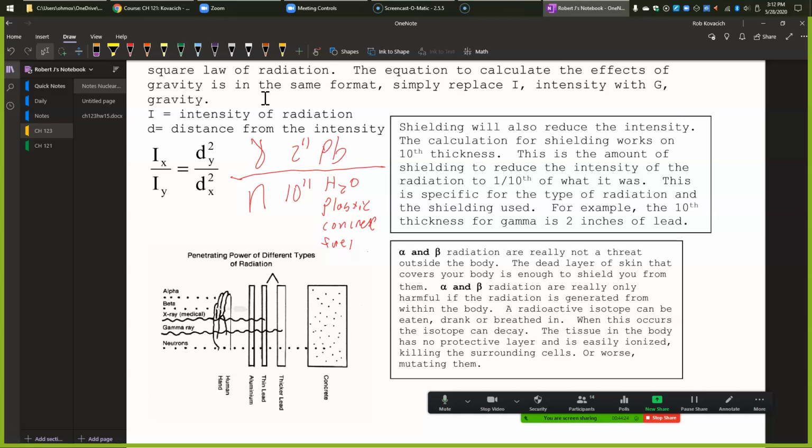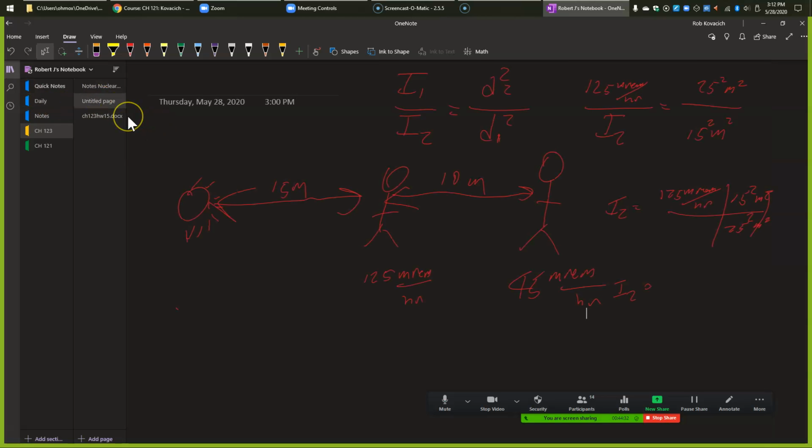So, let's go back to our picture. And let's say that this is a gamma emitter, and that I not only go from 15 and back up to 25 meters. As I walk, I went through a door, and this door was 4 total inches of lead. So what's my exposure level now?